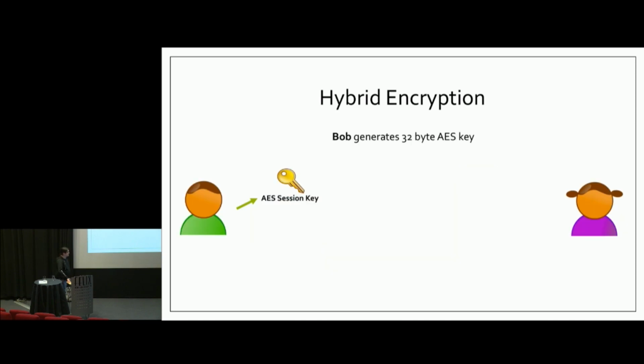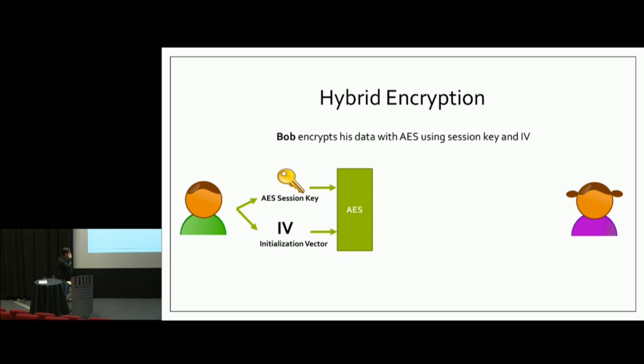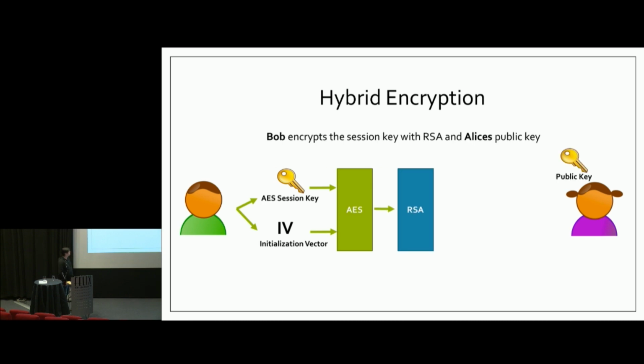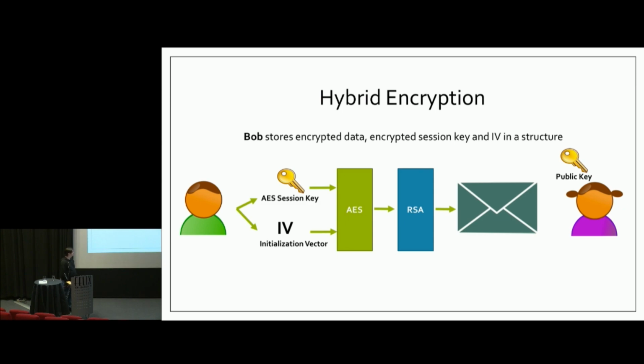So he generates a new key, because you never reuse keys, you always generate brand new ones. So he generates a new session key, 32 bytes. He generates a new initialization vector, which is 16 bytes. Then using AES, he encrypts his message, and then using Alice's public key, he encrypts that AES key, so that key is now encrypted. And then he sends a message back over to Alice.